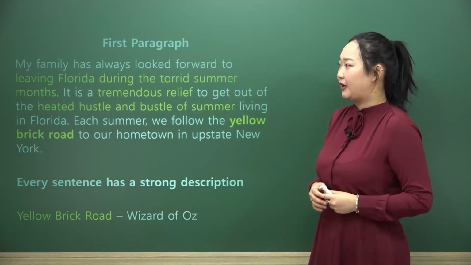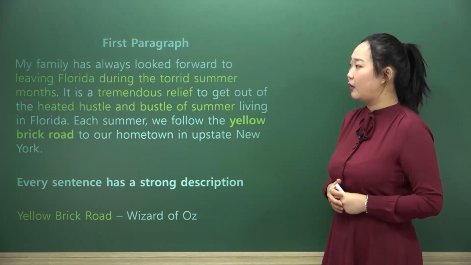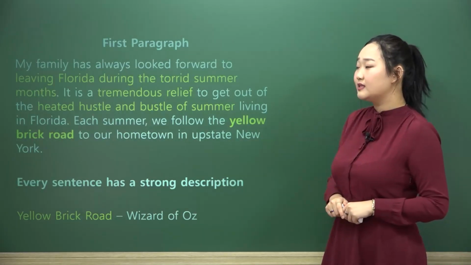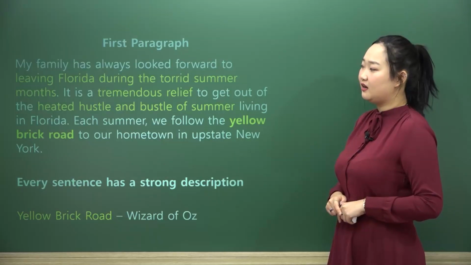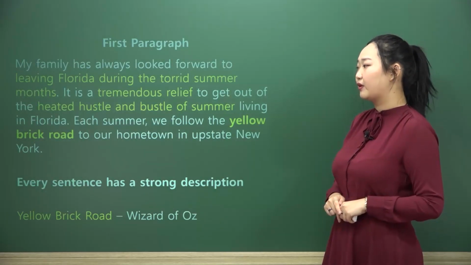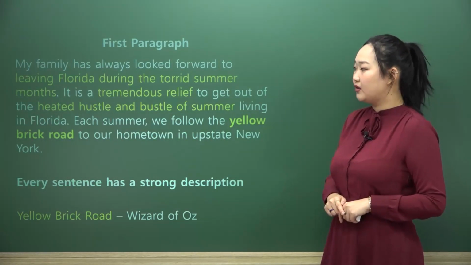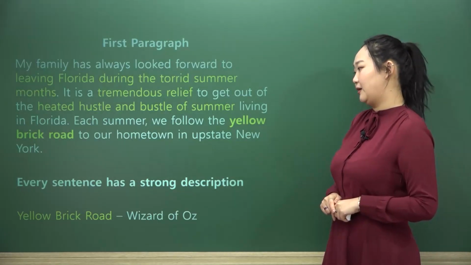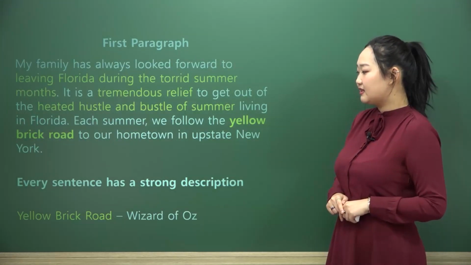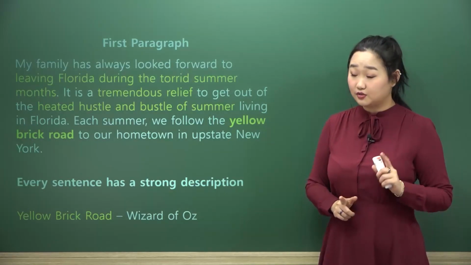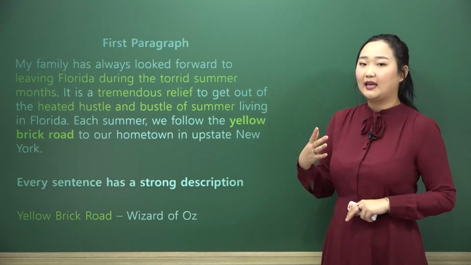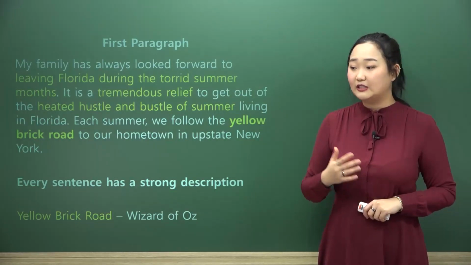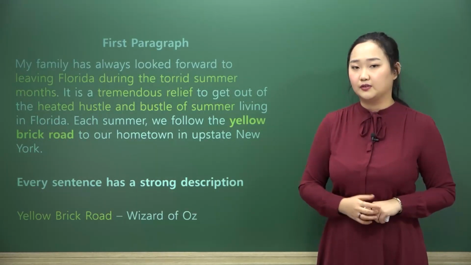So this is the first paragraph. "My family has always looked forward to leaving Florida during the torrid summer months. It is a tremendous relief to get out of the heated hustle and bustle of summer living in Florida. Each summer, we follow the yellow brick road to our hometown in upstate New York." Every sentence here has a strong description. This is what makes a descriptive essay very interesting to read, but also very difficult to write.